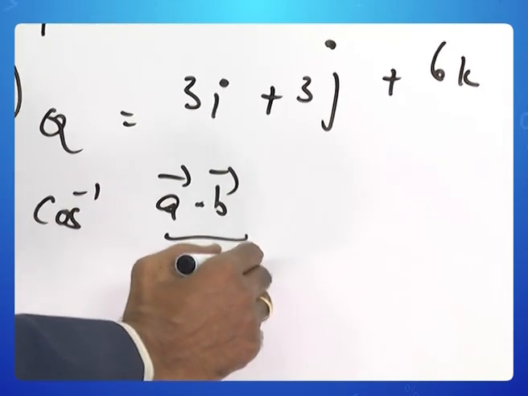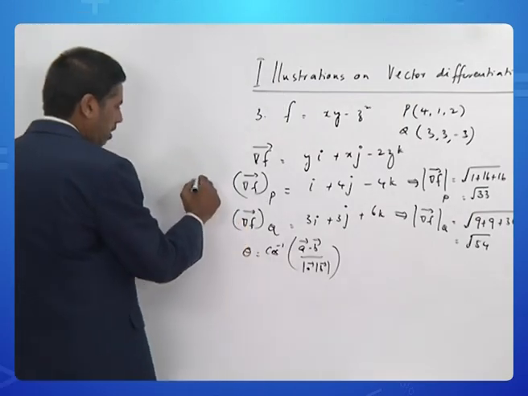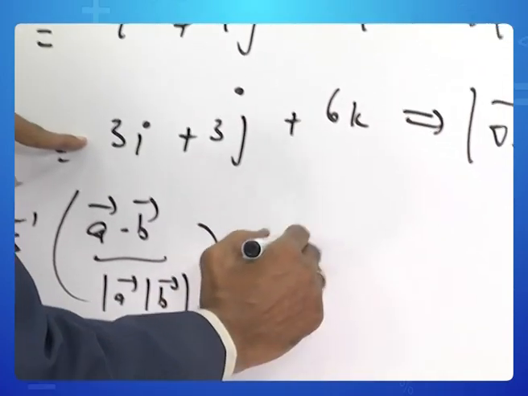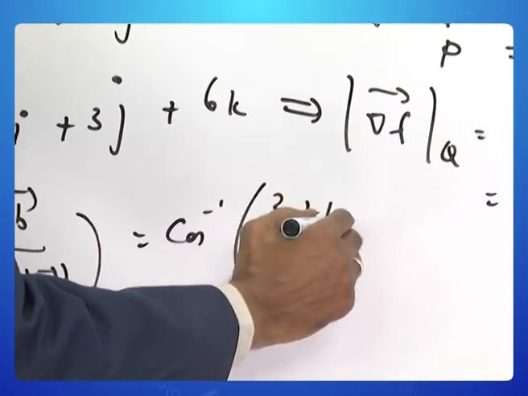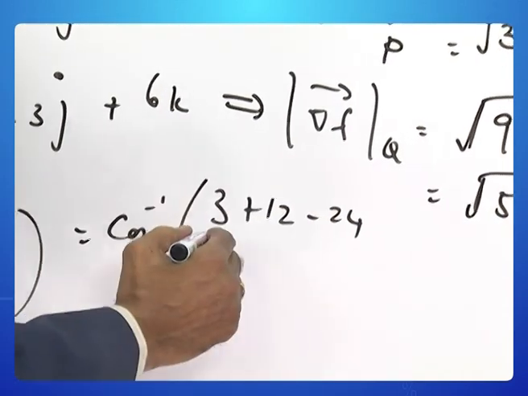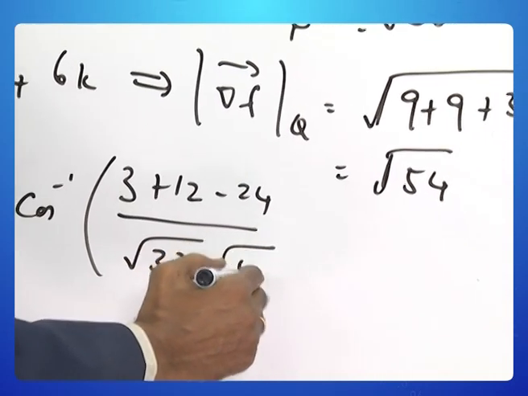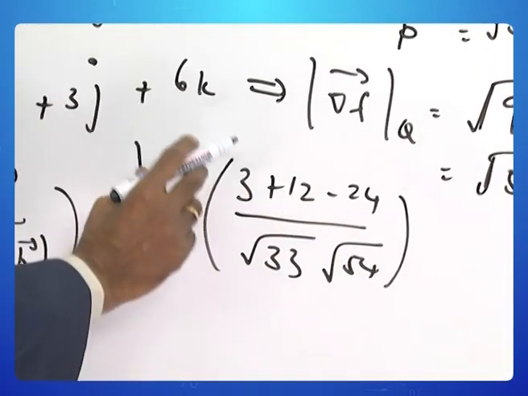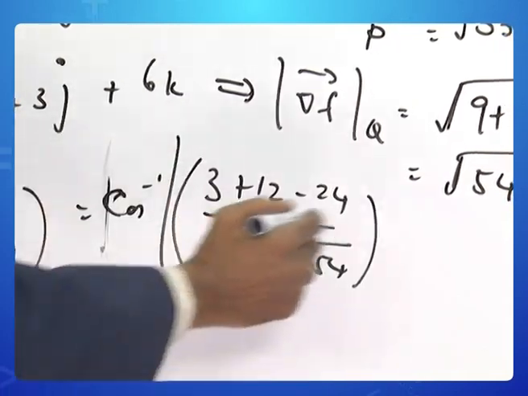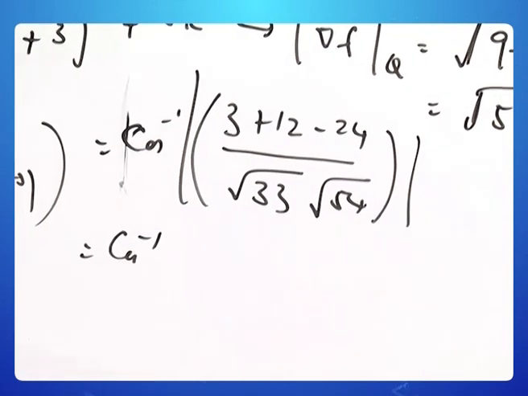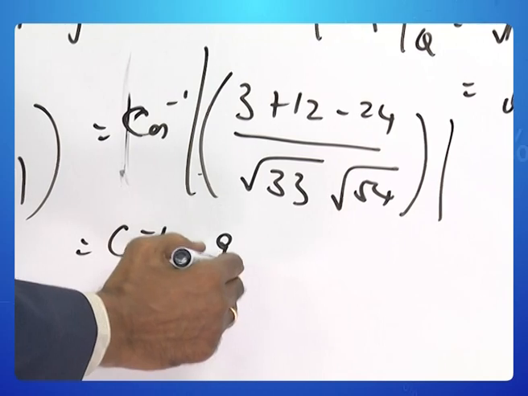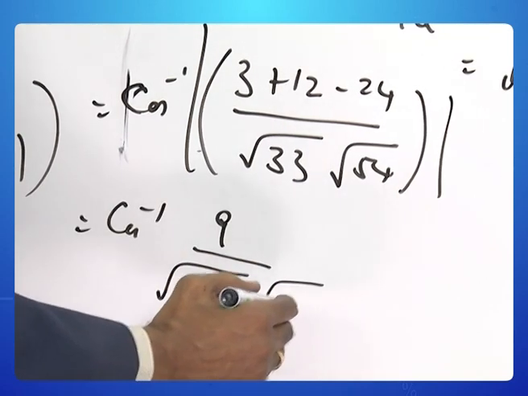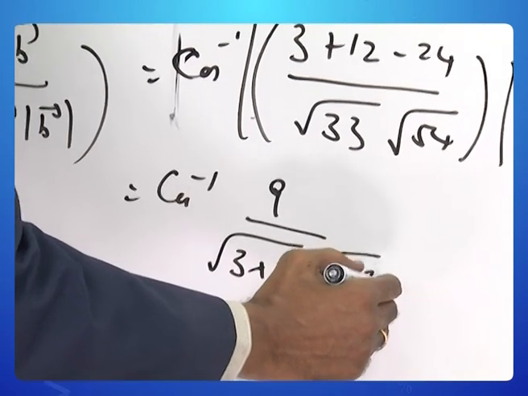by magnitude A into magnitude B, where we can call this as A and this as B. So let us take the dot product. This will be 3 plus 12 minus 24 divided by square root of 33 into square root of 54. For acute angles, we can take a mod here. So we can get cos inverse of this: 15 minus 24 is minus 9, so we will make it 9. We can write the denominator as square root of 3 into 11 into square root of 9 into 3 into 2.